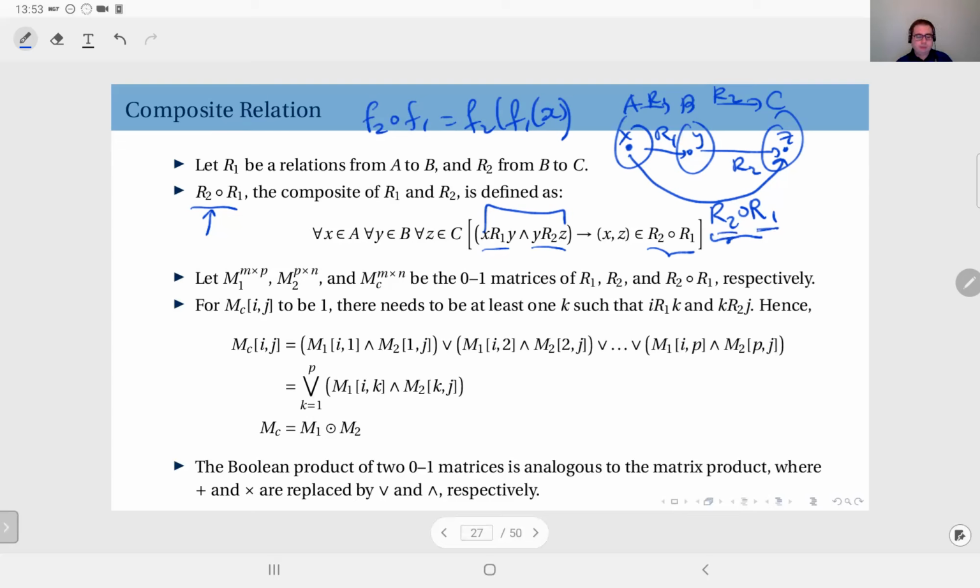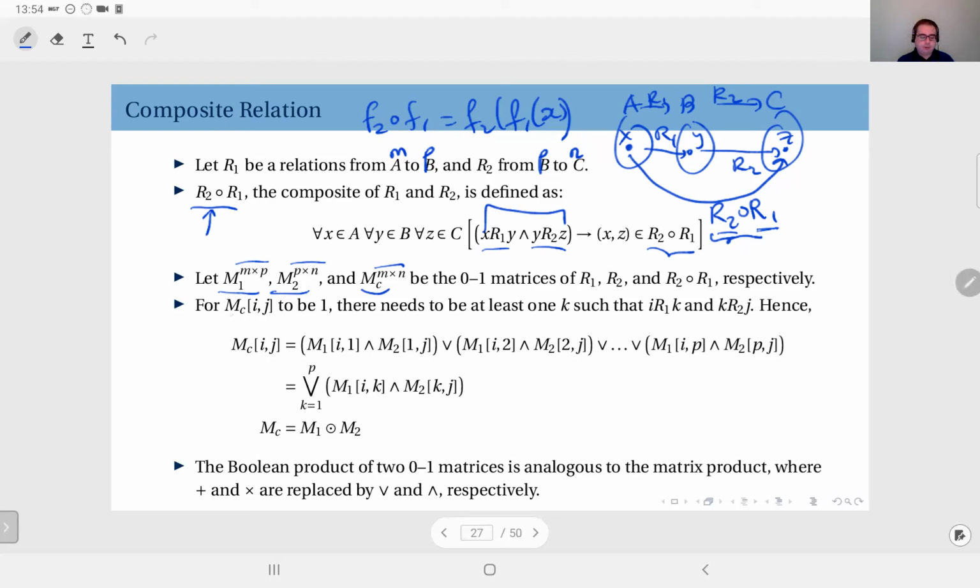And obviously here, assuming that the cardinalities of sets A, B, C are M, P, and N: the cardinality of A is M, the cardinality of B is P, and the cardinality of C is N. Therefore, the 0-1 matrix of relation 1 is an M by P matrix. The matrix of relation 2 is P by N, and the matrix of the composite relation is going to be an M by N matrix because it will be defined from set A to set C.